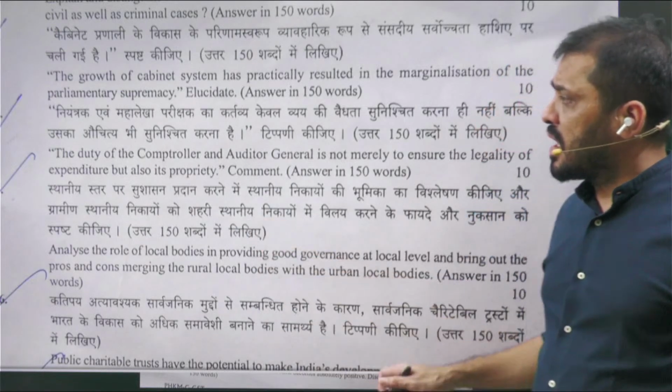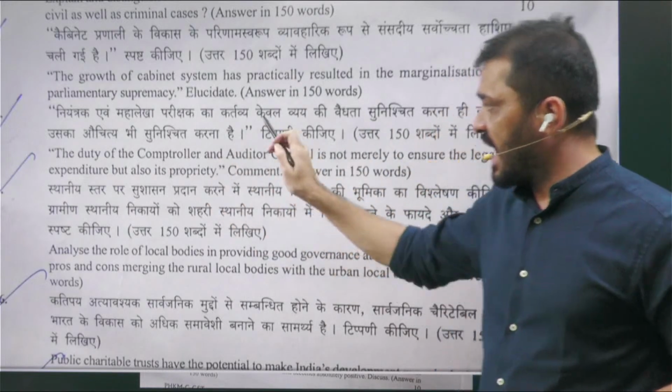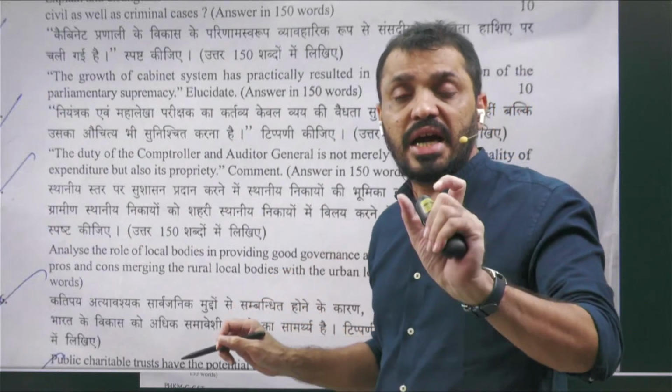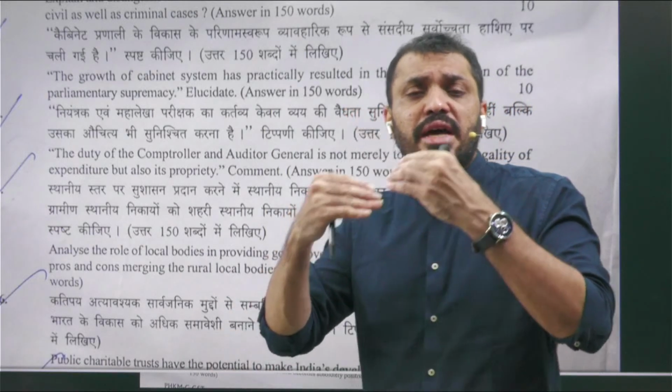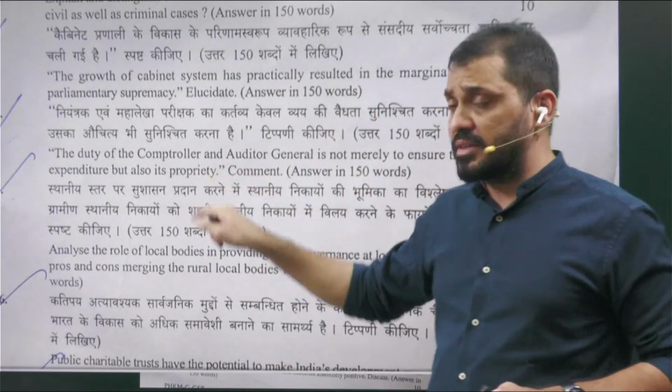So this is about topic number 4. What is the keyword here? CAG is the keyword. Another keyword is legality of expenditure. Legality of expenditure means whether a particular expenditure is legal or illegal, whether it is desirable or not. Who will audit? The CAG.